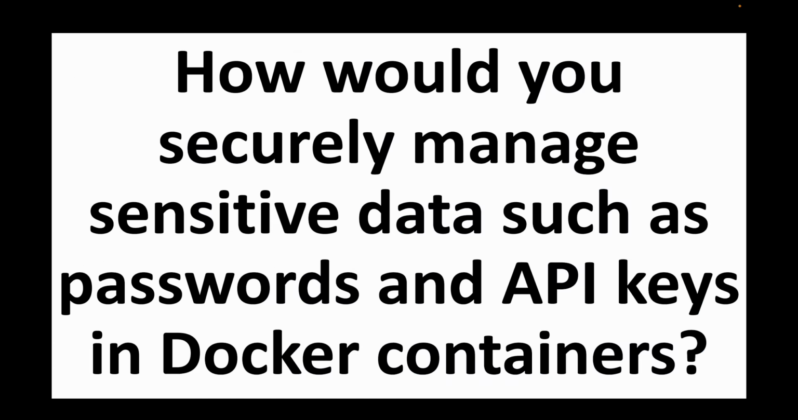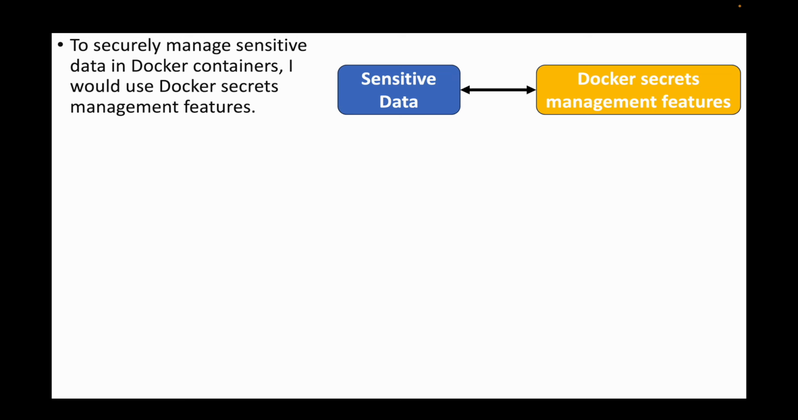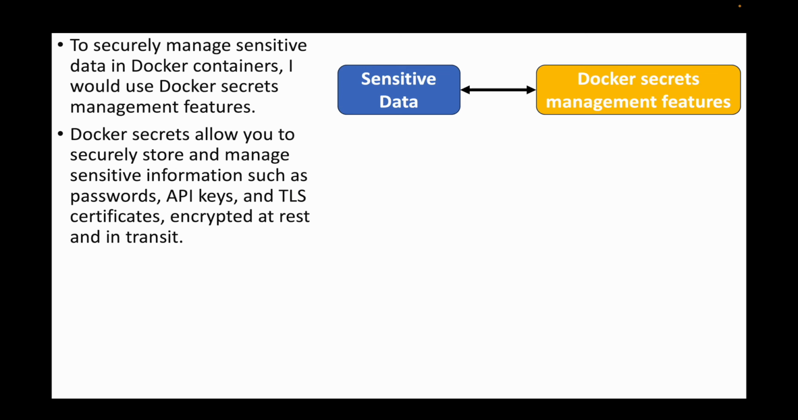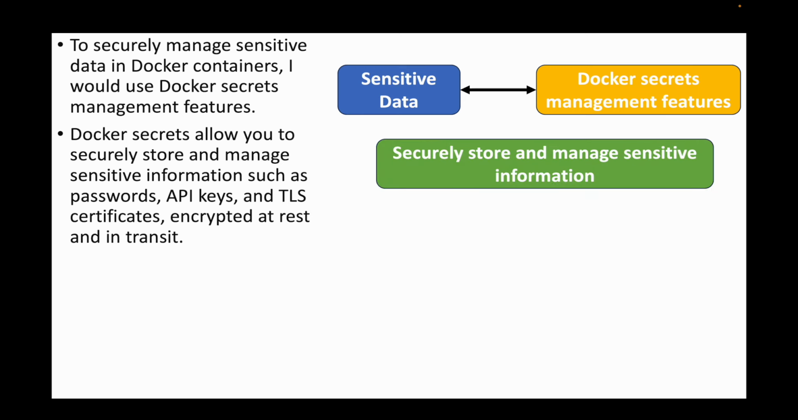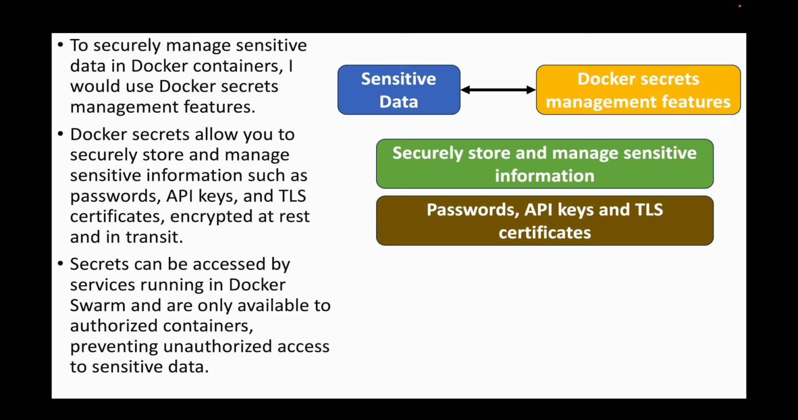The next question we have is, how would you securely manage sensitive data such as passwords and API keys in Docker containers? Now, whenever you want to manage sensitive data in Docker, we can make use of the Docker secrets management feature. Docker has a built-in secrets management feature that we can use to maintain sensitive data in the form of secrets. So, Docker secrets will allow us to securely store and also manage this sensitive information. The sensitive information can be your passwords, your API keys, and also your TLS certificates, which are encrypted at rest and in transit.